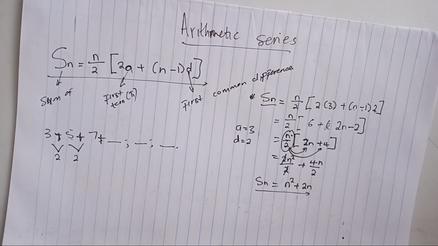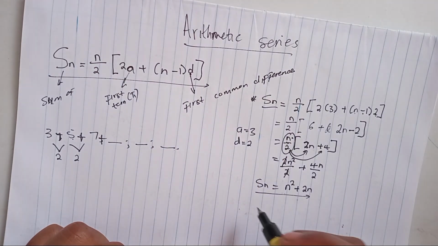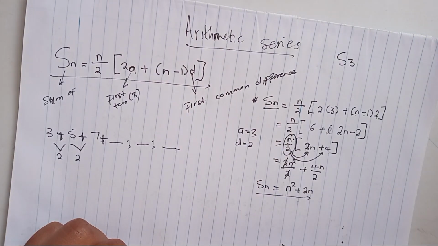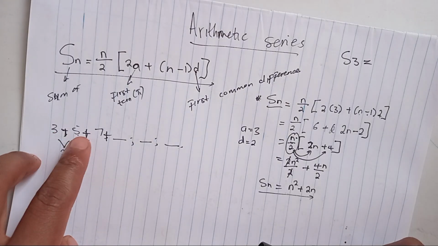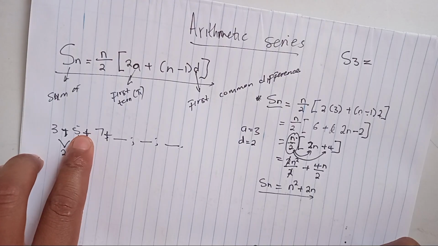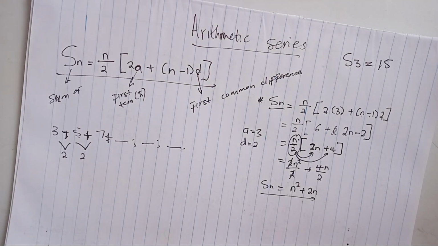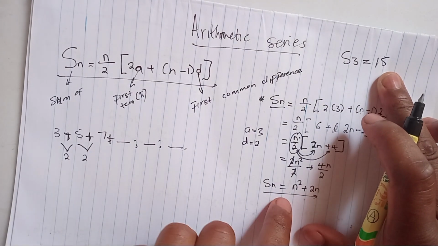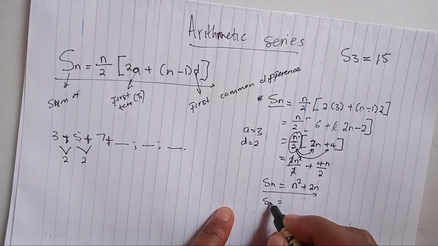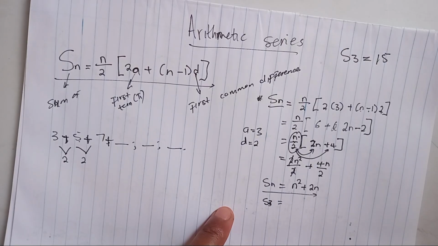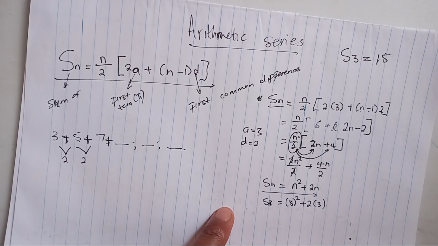So our Sn is the sum of the arithmetic series. Let's find the sum of the first 3 terms, S3. We can get S3 manually by saying 5 plus 3 gives us 8, and 8 plus 7 gives us 15. So the sum of the first 3 terms manually is 15. But when using the formula that we just got, we have to find S3, the sum of the first 3 terms, which will be 3 squared plus 2 into 3. And then let's find that now.